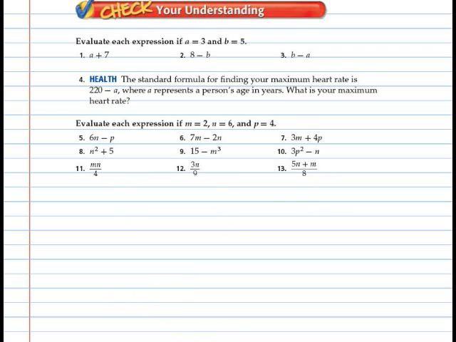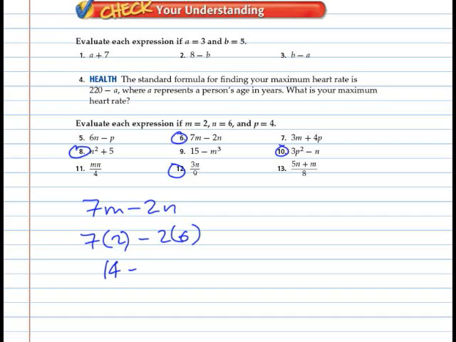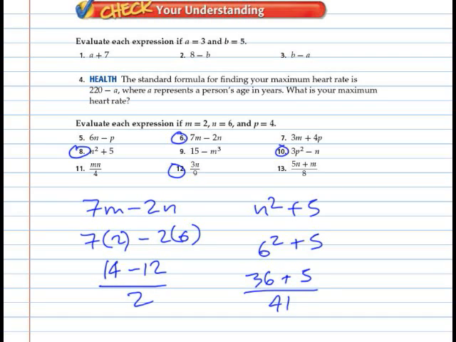In the third part here, we're going to do the even numbers. We're going to do 6, 8, 10, and 12. So 6 is 7m minus 2n. That becomes 7 times 2 minus 2 times 6. 14 minus 12 is 2. Example 8 is n squared plus 5. N is 6. So 6 squared plus 5 is 36 plus 5, which is 41.